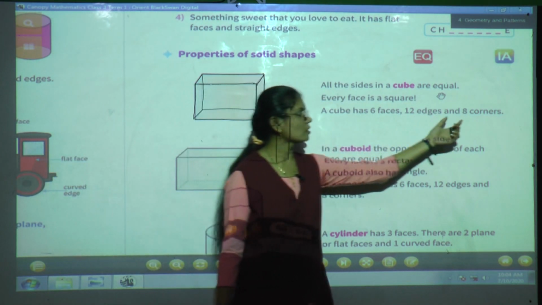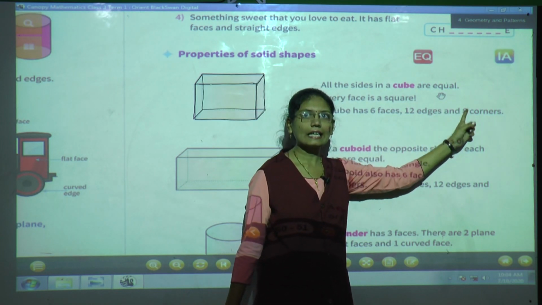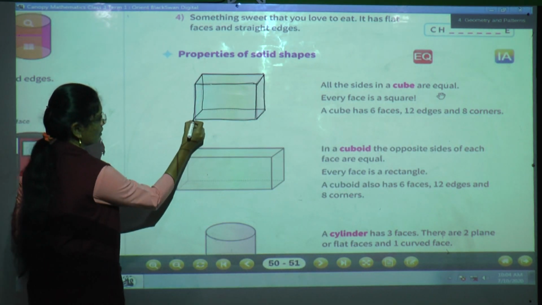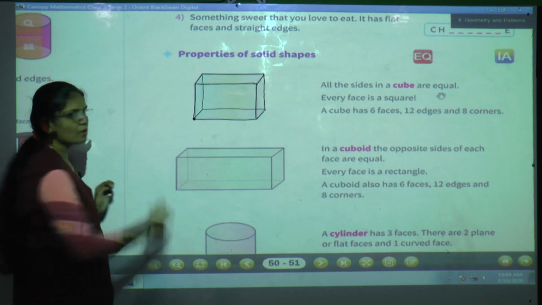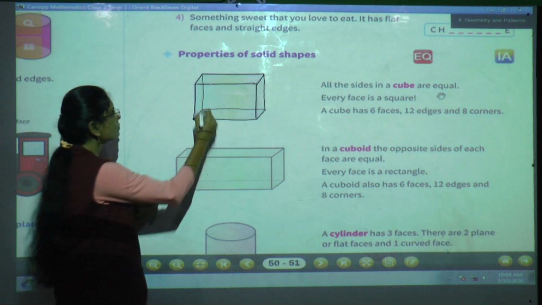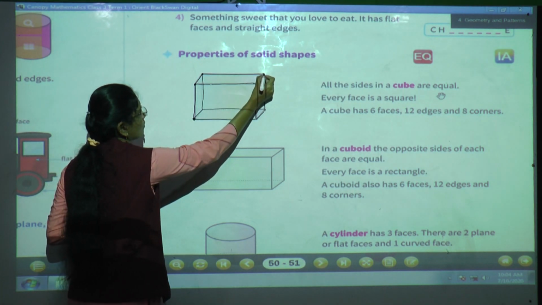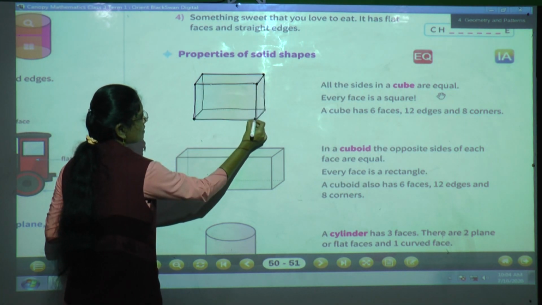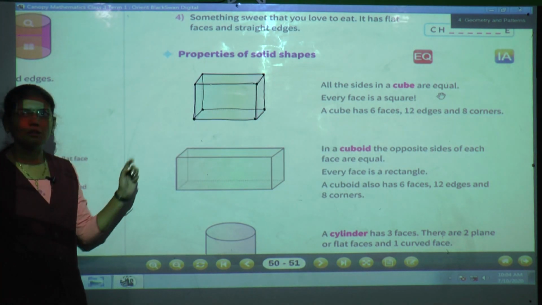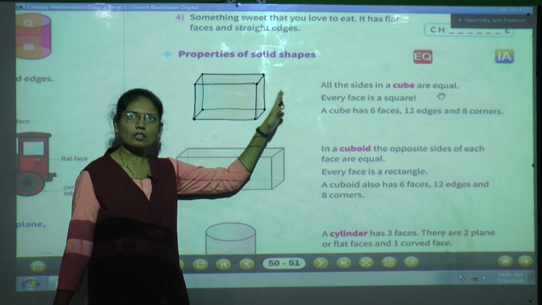Now we will talk about the corners. How many corners does a cube have? A cube has 8 corners. I will show you the corners. See, this is called a corner. So we will count the corners now. 1, 2, 3, 4, 5, 6, 7 and 8. So a cube has 8 corners. So this is about the cube.